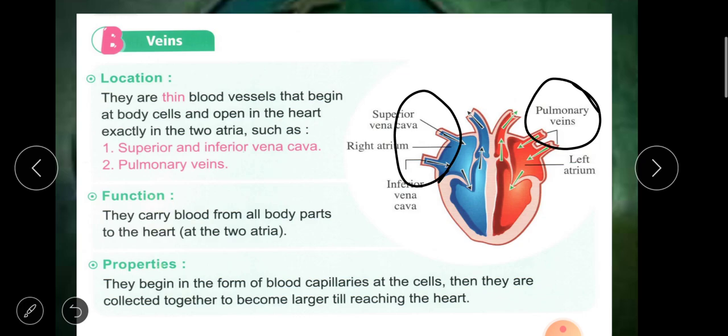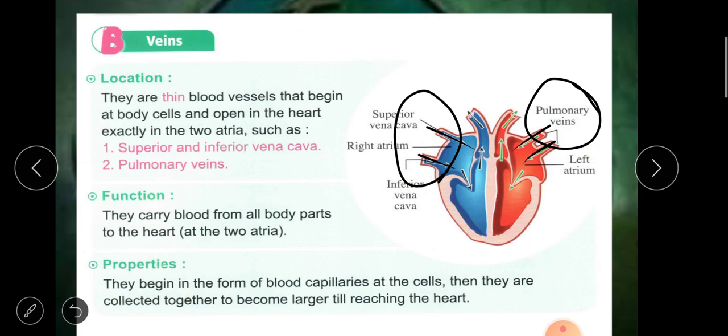Okay? And it opens in which part of the heart? It opens in the atrium, or in the two atria. As you see here, it delivers the blood to the atria. So the veins are thin blood vessels that open in the heart, exactly in the two atria. Like what? Like I said before, the superior and inferior vena cava and the pulmonary vein.